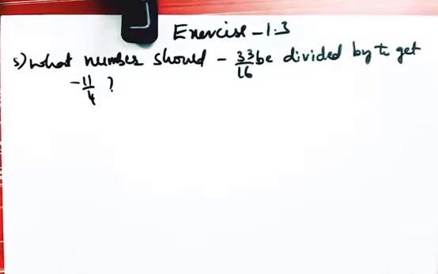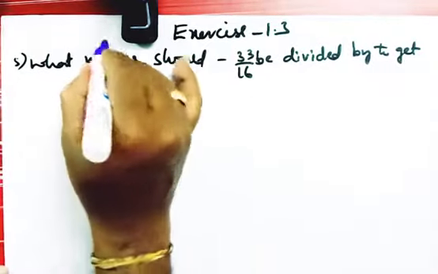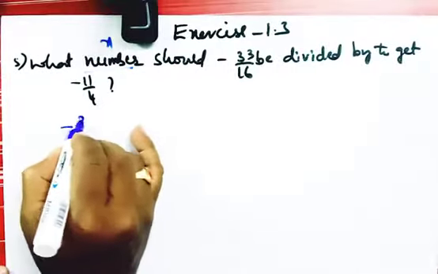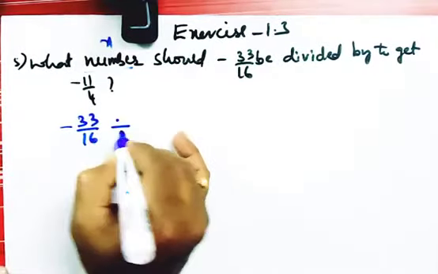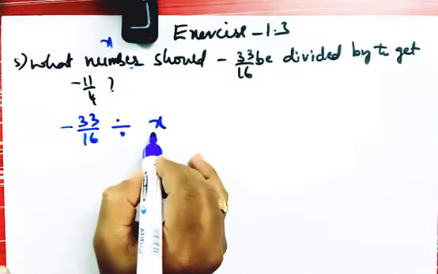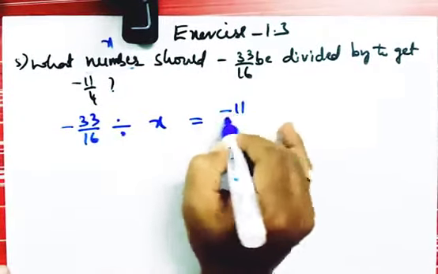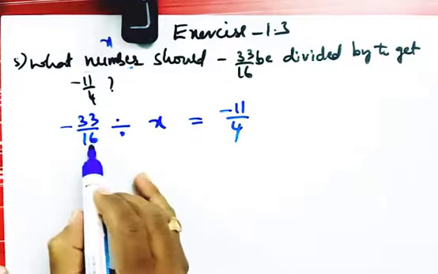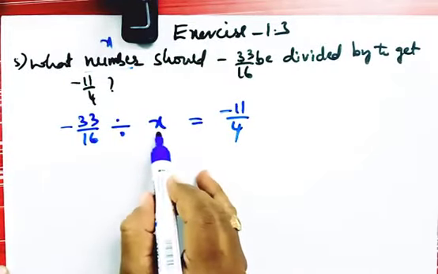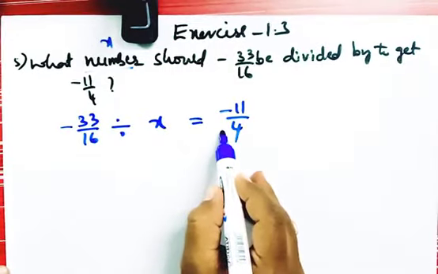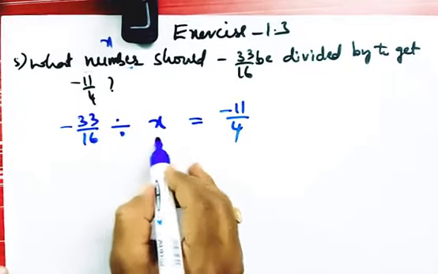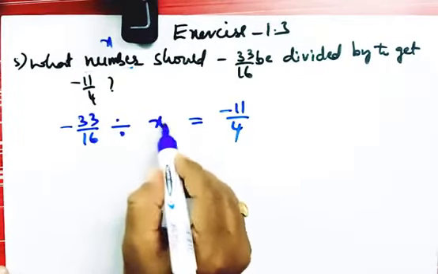Next question: what number should minus 33 by 16 be divided by to get minus 11 by 4? Here the number you should take as x. So we are taking minus 33 by 16, and asking what number we divide by to get the answer minus 11 by 4. It is in a statement. I mean, what number are we using here to get the answer minus 11 by 4? So now we are finding the x value here.